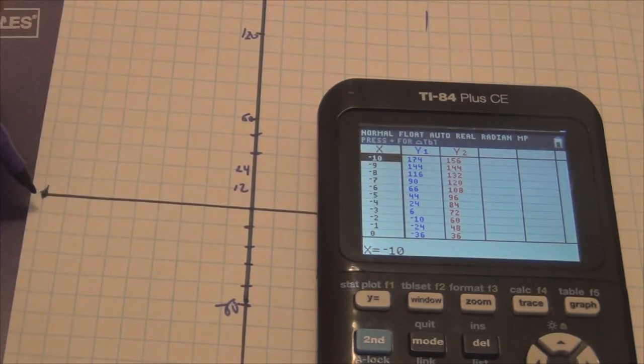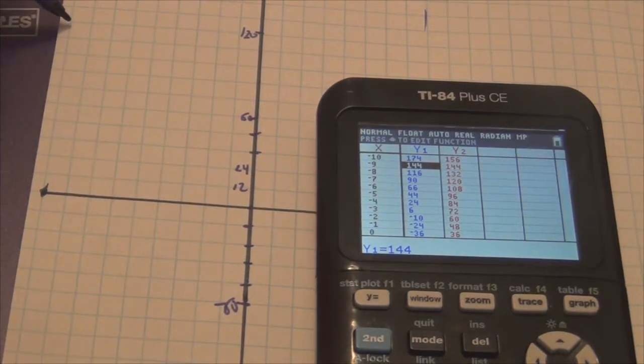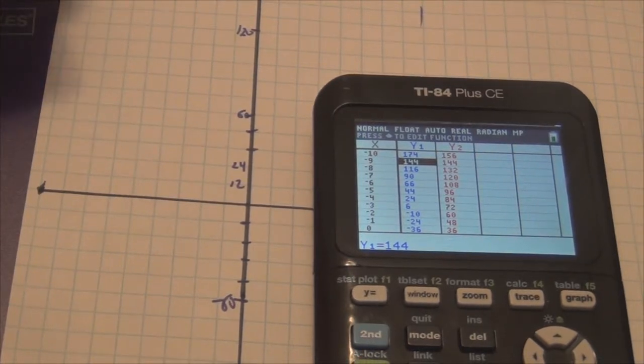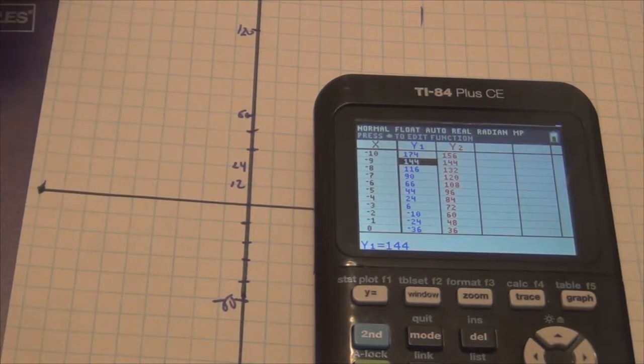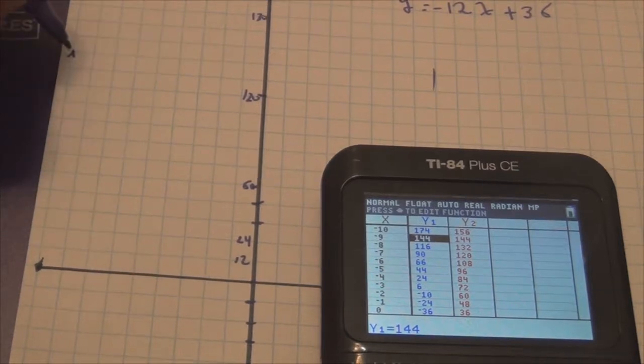Negative 9 comma 144 right here, the parabola. So 144. So this is 120, right? Then this is 132. Okay. 120, 132, 144. So this is 144. Okay. This is 144 right here.